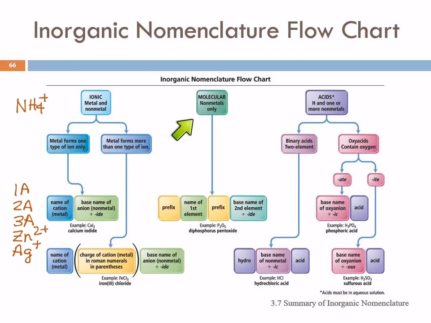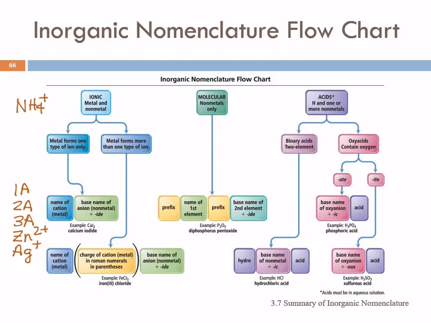Molecular compounds is what we talked about today, just nonmetals. And we use the prefixes. And then acids. It's going to start with hydrogen and then have one or more nonmetals. If it's got oxygen, it's an oxyacid. You name it based on the name of the oxyanion. If it isn't, then you use hydro and the suffix ic on the ending of the base name.